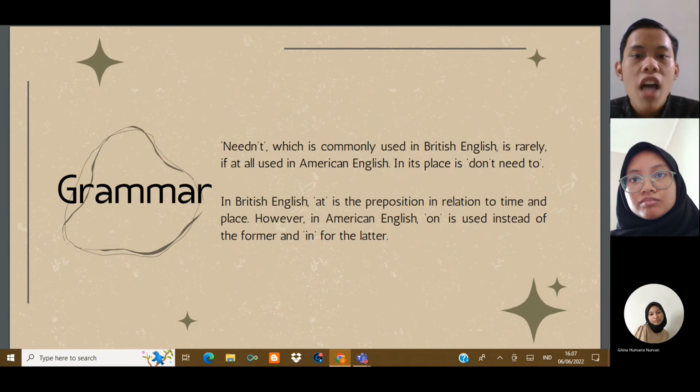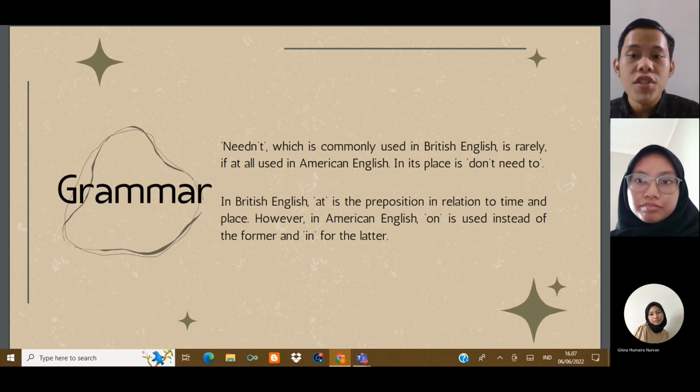Needn't, which is commonly used in British English, is rarely, if at all, used in American English. Its place is don't need to. In British English, "at" is the preposition in relation to time and place. However, in American English, "on" is used instead of the former and "in" for the latter.